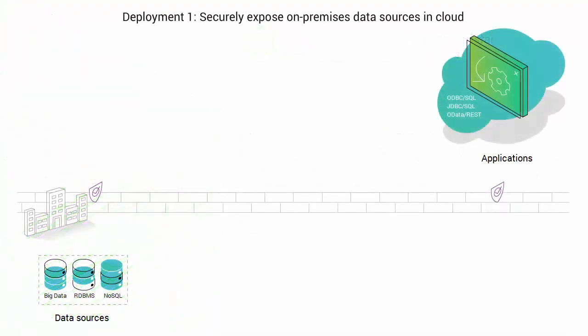In our first example, your data sources are on-premises, and you want to expose them for easy yet secure access by cloud-based applications. Your apps are in the cloud, and you're comfortable managing a cloud platform. Here are the steps you'd take.